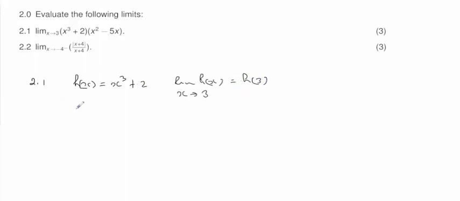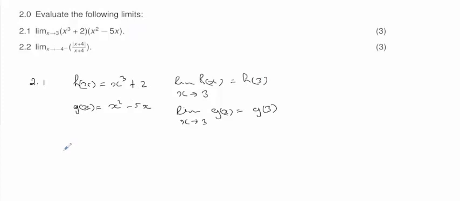And similarly, if we call the next expression g of x, which is x squared minus 5x, again it is a polynomial, and the 3 is still in the domain of that, then again the limit as x tends to 3 of g of x will be equal to g of 3. And since these will be defined values, because these functions are defined everywhere, obviously the product will be defined, and then the limit just ends up being the product of these two.